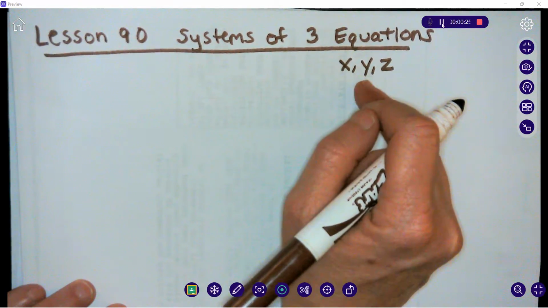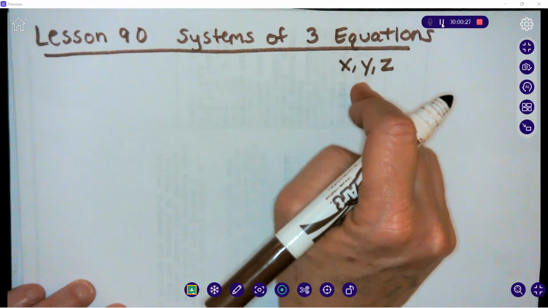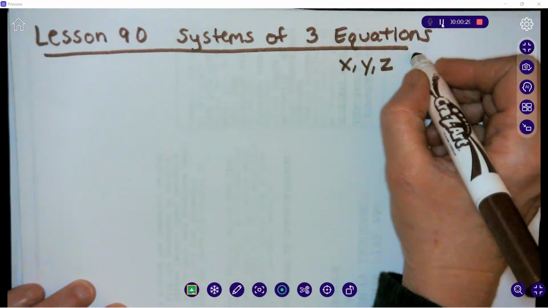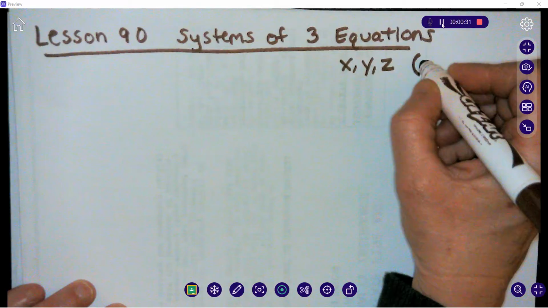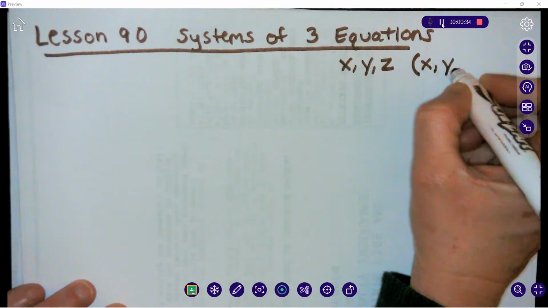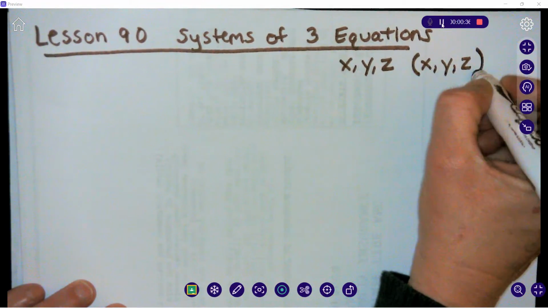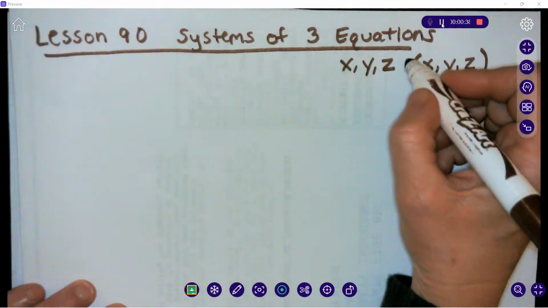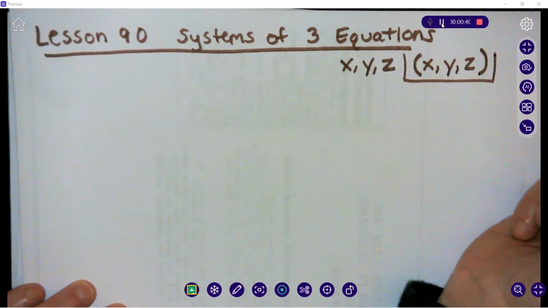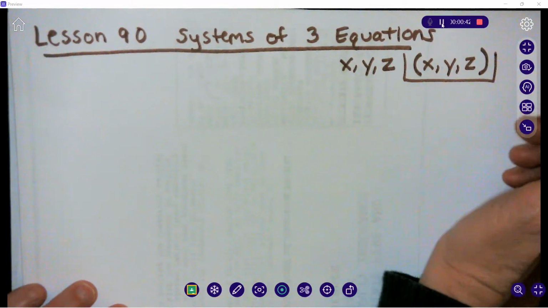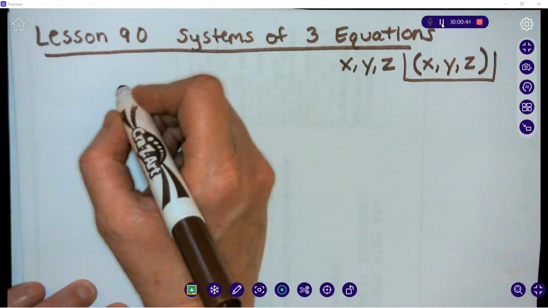And I'll tell you ahead of time that we are going to write our answers in the form of a triple, which means the value of x will be first, the value of y will be second, and the value of z will be third. So this is the form that the answer will be in. I'm kind of getting ahead of myself though. So let me show you what I'm talking about.